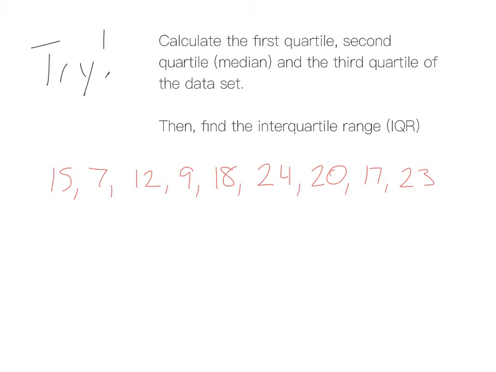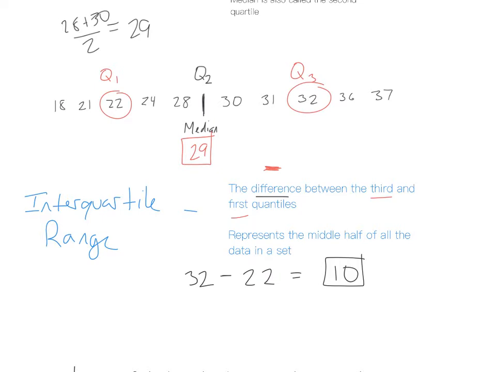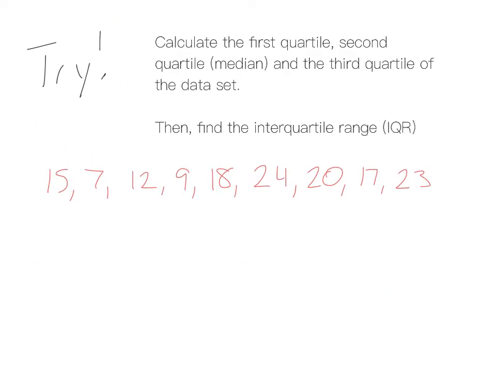Okay, so what you probably noticed is that up here, this data set was ordered from least to greatest. So we need to do that. So let's reorder that. All right, so I ordered the data from least to greatest. So let's calculate the first quartile, second quartile, and the third quartile. I think the easiest one to start with is the second quartile. So find the median.